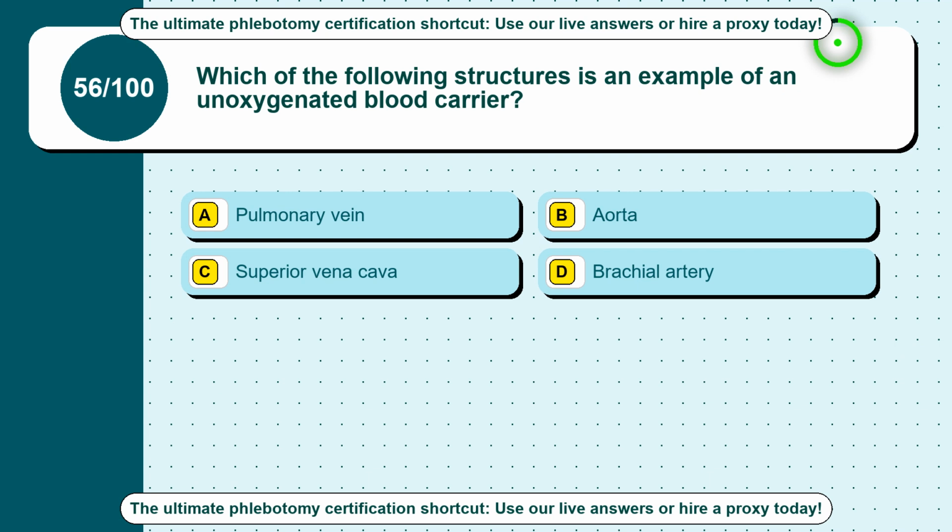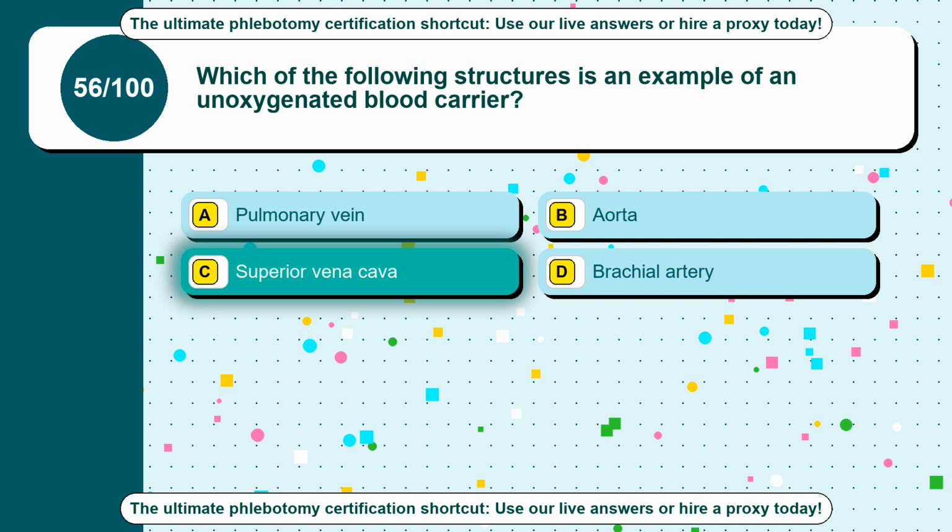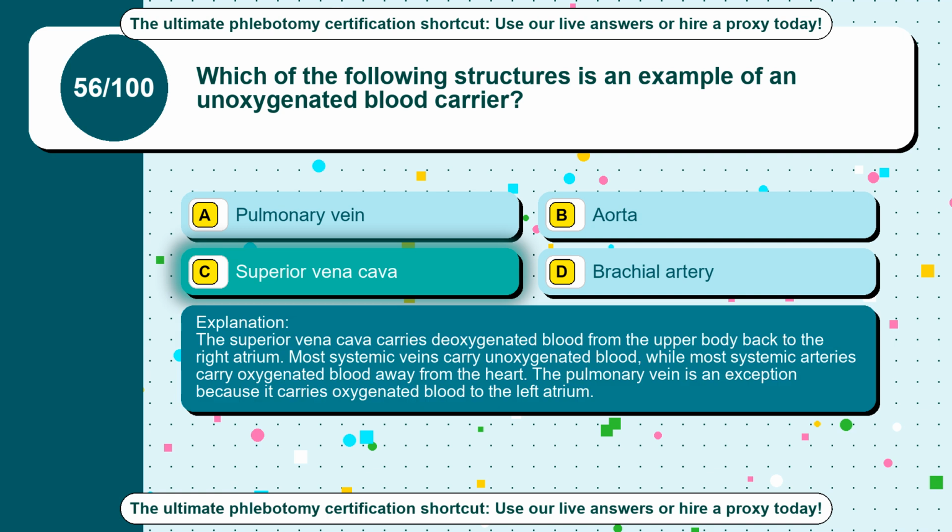Question 56. Which of the following structures is an example of an unoxygenated blood carrier? Option A, pulmonary vein. Option B, aorta. Option C, superior vena cava. Option D, brachial artery. The correct answer is option C, superior vena cava. The superior vena cava carries deoxygenated blood from the upper body back to the right atrium. Most systemic veins carry unoxygenated blood, while most systemic arteries carry oxygenated blood away from the heart. The pulmonary vein is an exception because it carries oxygenated blood to the left atrium.